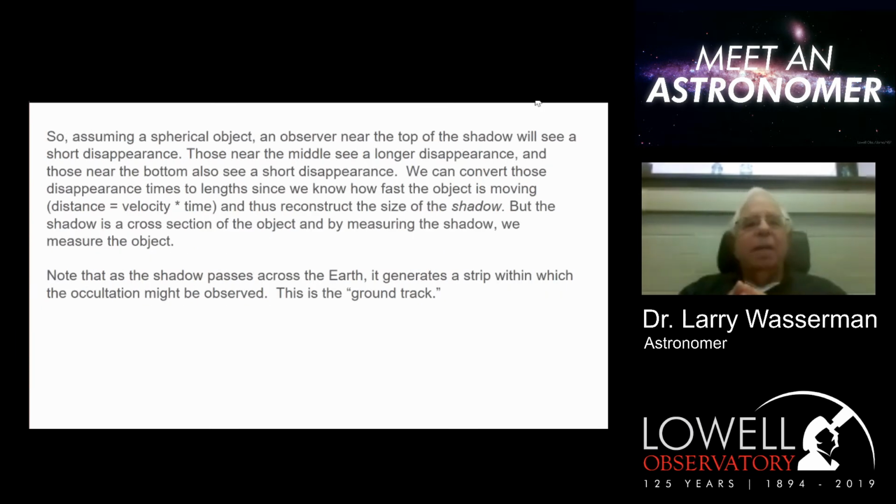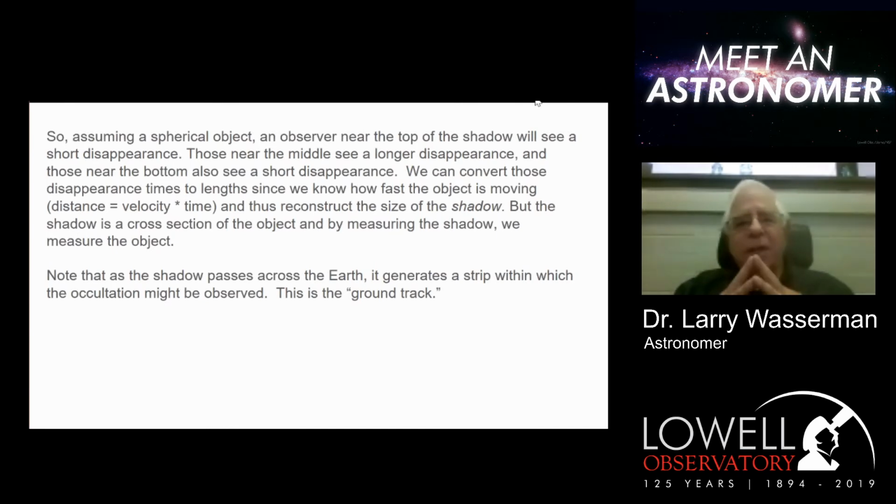Okay, what does this mean? Well, if you've got a spherical object, and you're sitting on the Earth somewhere where the shadow passes by you and you're near the top of the shadow, you'll see a short disappearance. If you're near the middle, you'll see a longer disappearance because the object is wider there. And those near the bottom will also see a short disappearance.